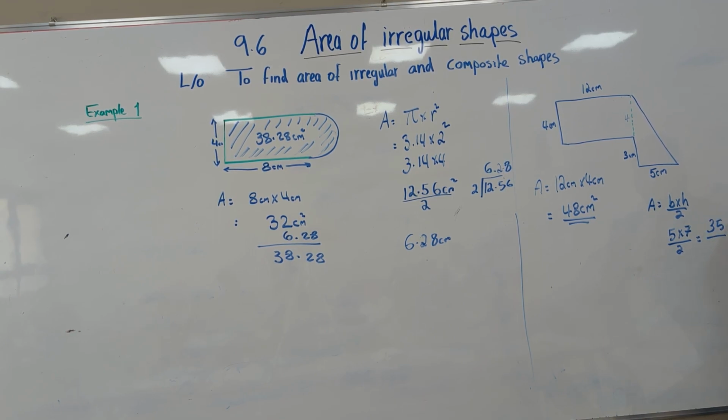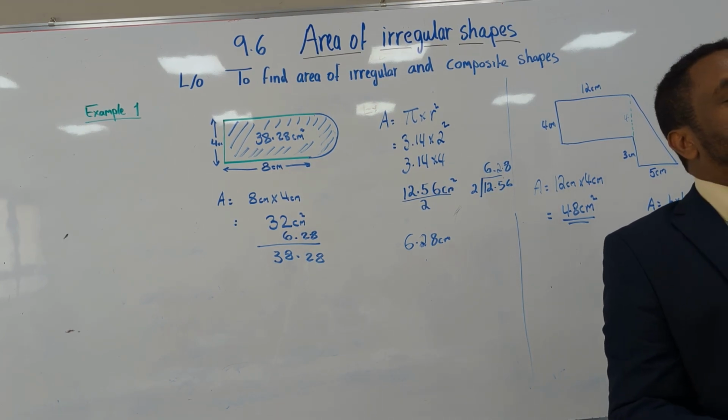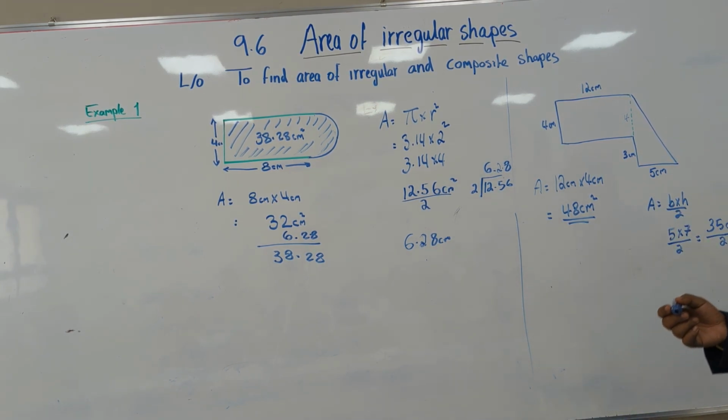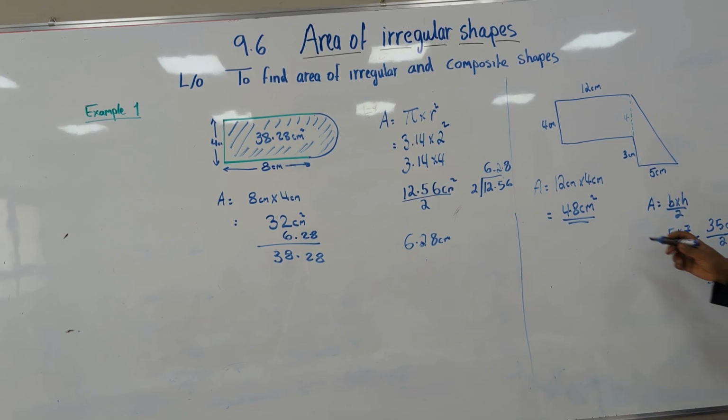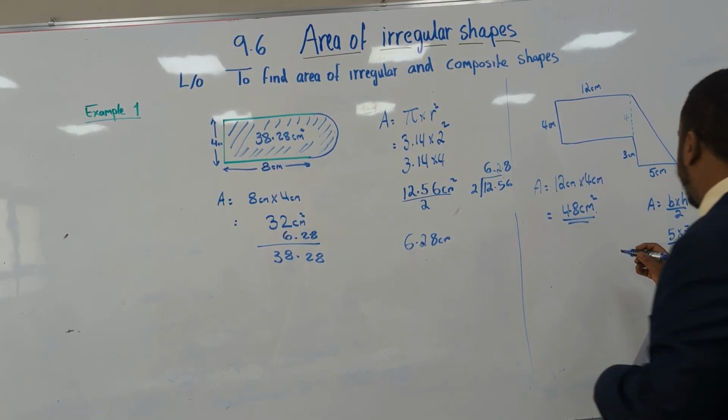And 35 centimeters squared is the answer with the unit. And then we have to divide that by 2. What is 35 divided by 2? 17.5. So we have 17.5 centimeters squared. So now we know the area of the triangle. We know the area of the rectangle. What do we do? You add them. We add them. So let's add together.